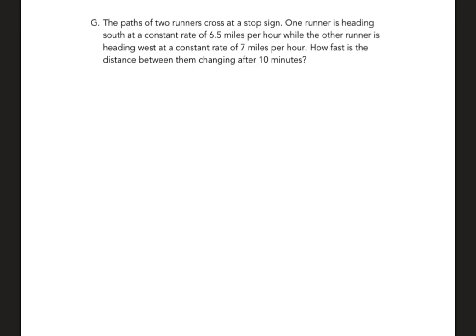Okay, so they say the paths of two runners cross at a stop sign. One runner is heading south at a constant rate of 6.5 miles per hour, while the other runner is heading west at a constant rate of 7 miles per hour. How fast is the distance between them changing after 10 minutes? Okay, so I'm going to draw a picture for this one before I do anything, and then we'll go back and reread it.